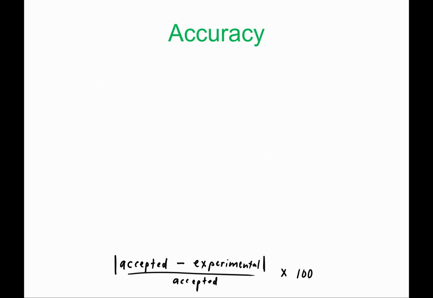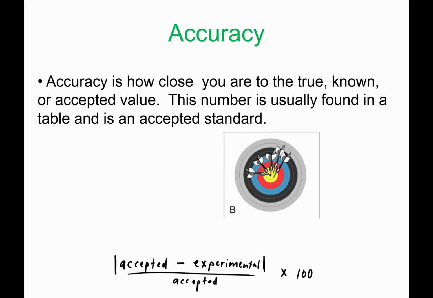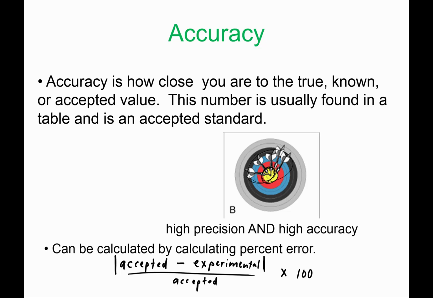Okay, so what is accuracy? Accuracy is how close you are to the true known value, the accepted value. So this picture right here is repeatable, so this is precise, and they've hit the true mark, so it's accurate. It can also be calculated by calculating a percent error, and this is the formula.